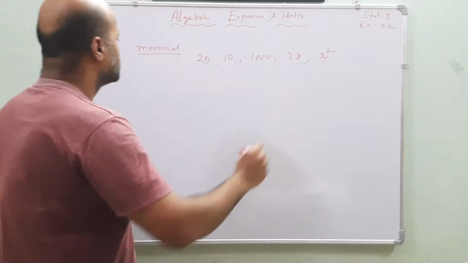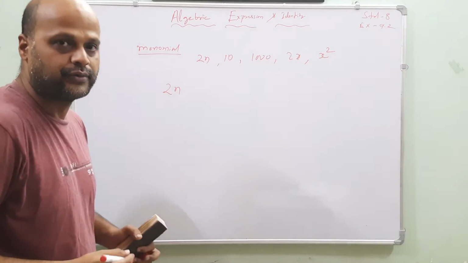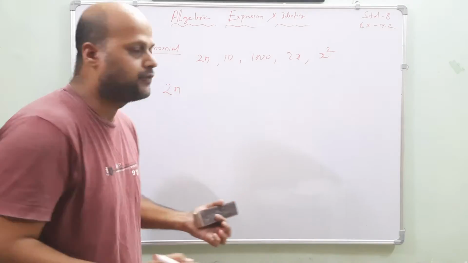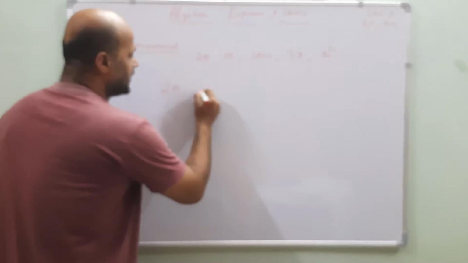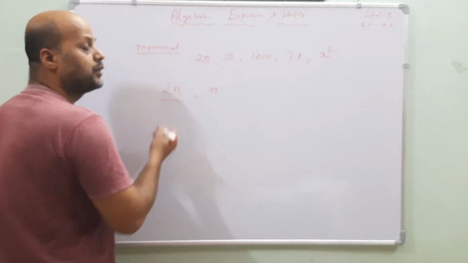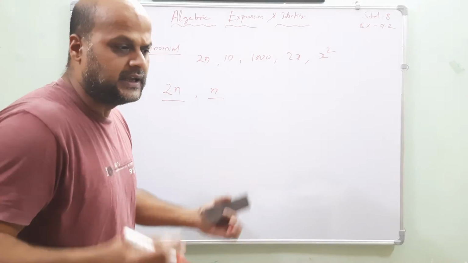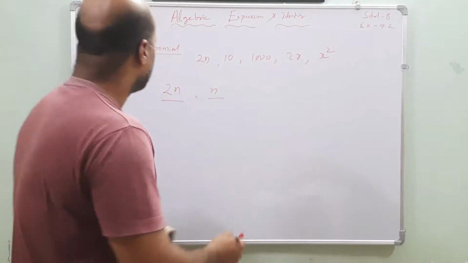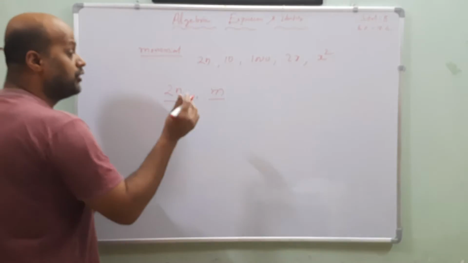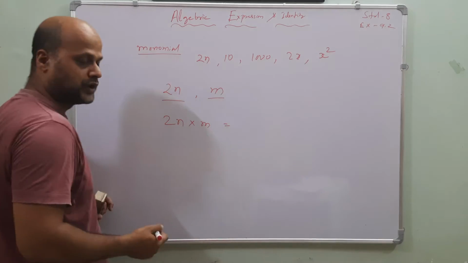Okay my dear friends, suppose I say find the product of two monomials, 2n and m. Product means multiplication. 2n is one monomial and m is the other monomial. Okay, let's discuss one by one. So how will it be multiplied?